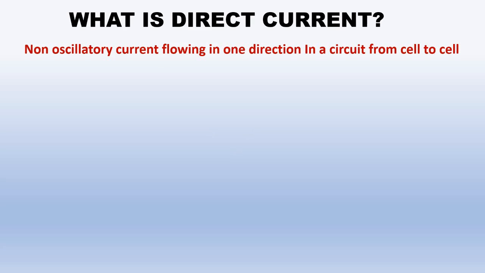What is a direct current? Direct current is a non-oscillatory current flowing in one direction in a circuit from cell to cell. That means this current is not oscillatory. This current can be stable and it always flows in one direction. Now in this chapter, like in the previous modules, we have studied the circuit diagram in which a battery was used. So through this battery, the direct current flows. That means the direct current is not oscillatory, it can be stable.